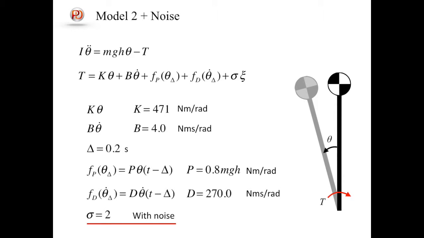Before going to the Model 3, which includes an intermittent on-off switching PD control, let's expand the Model 2 and add the noise torque to the ankle torque. All parameter values are the same with the Model 2, except that the noise intensity sigma is 2 in this model. Here, Xi is a normal random process following Gaussian distribution.